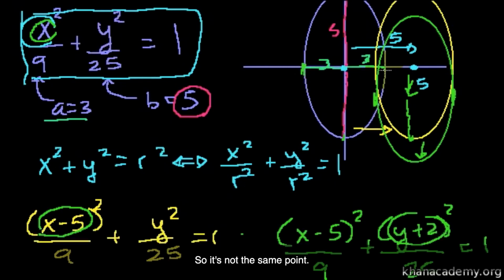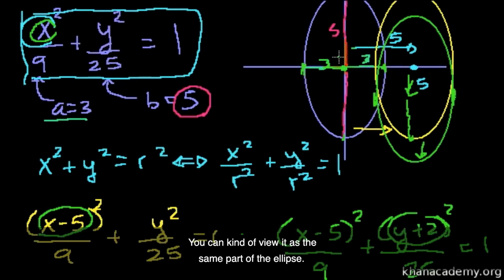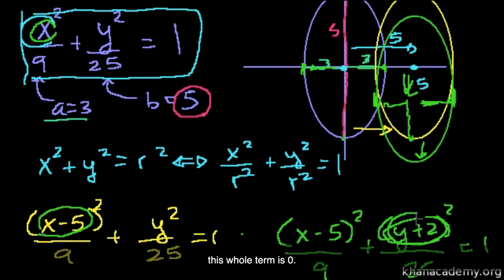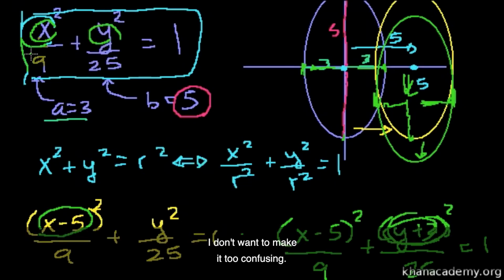So here. So it's not the same point. You can kind of view it as the same part of the ellipse. Right? You're at kind of the maximum width point on the ellipse here when y is equal to minus 2, and you were here at y equal to 0. And that's because when you put y equal to minus 2 here, this whole term is 0, just like when y was 0 here. I don't want to make it too confusing.